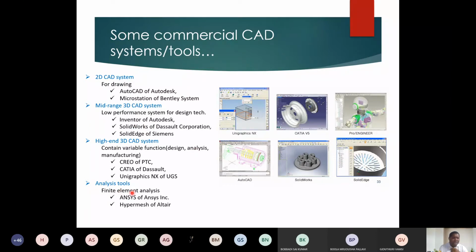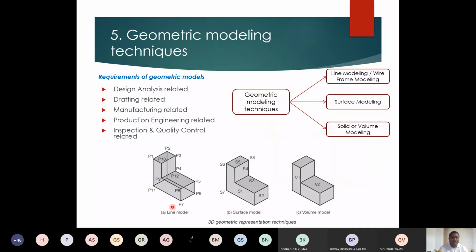Okay. Now analysis, even for analysis, as I told you, there are certain CAD tools available, and we have ANSYS, which is one of the famous analysis tools. We don't have HyperMesh, but we are trying to look for one for our institution, for our department. Okay. So I hope you are understanding. These are all commercial CAD systems and tools.